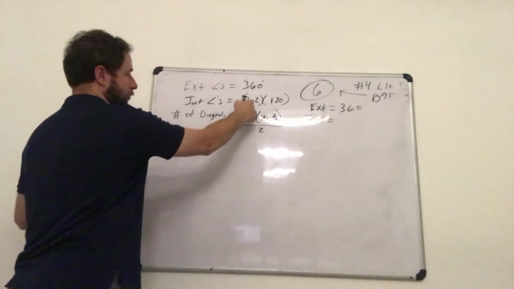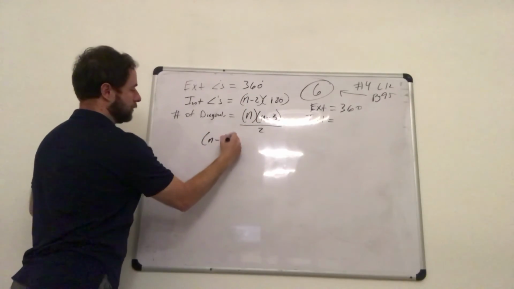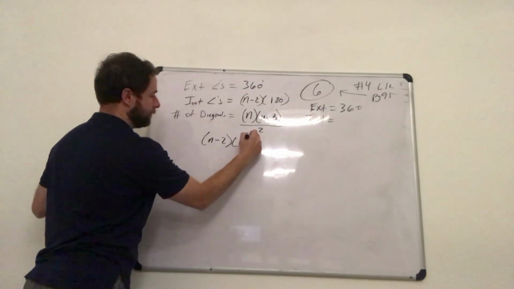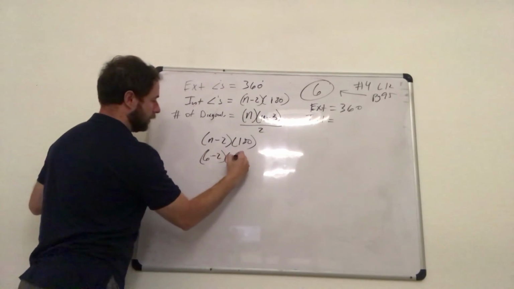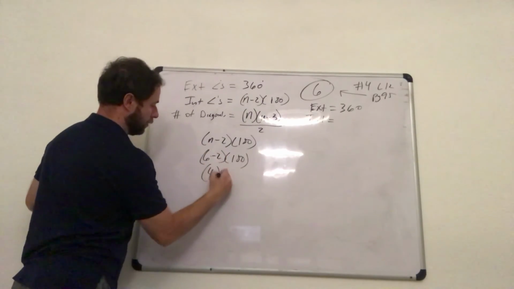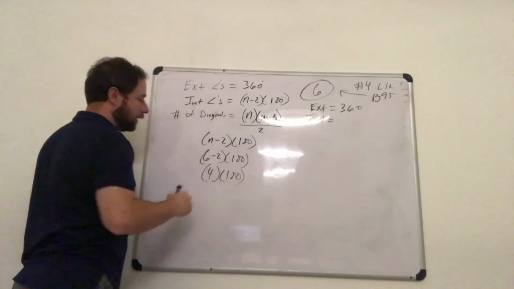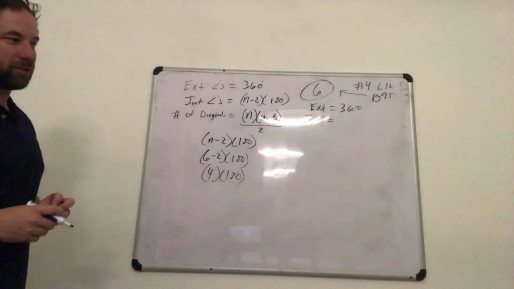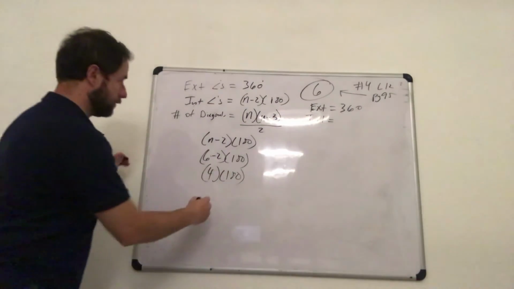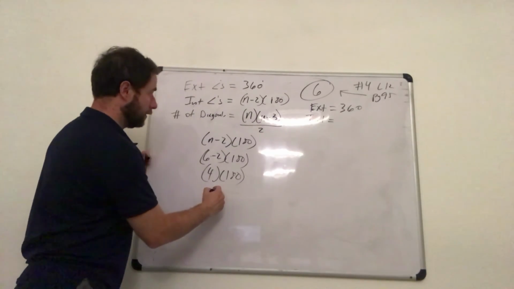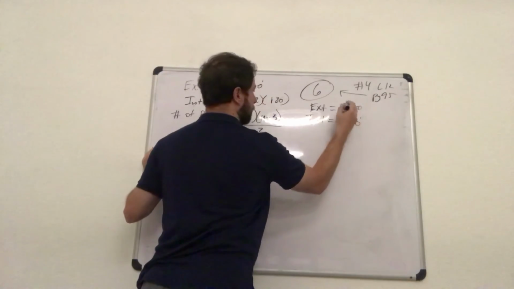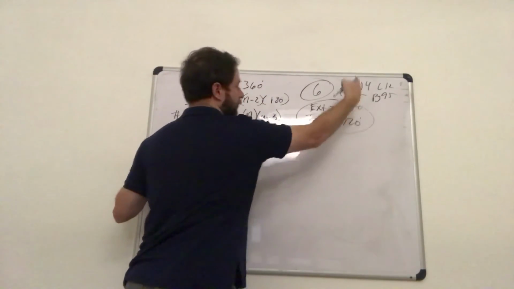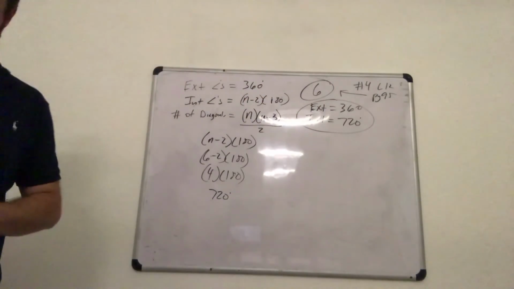Well, the interior angles, you're going to plug it right here. (n minus 2) times 180. The number of sides is 6, so 6 minus 2 times 180, 4 times 180, which is basically 360 times 2, which is 720. So 720 degrees is the measure of that. So that's how you would solve for number 4 of a 6-sided polygon.